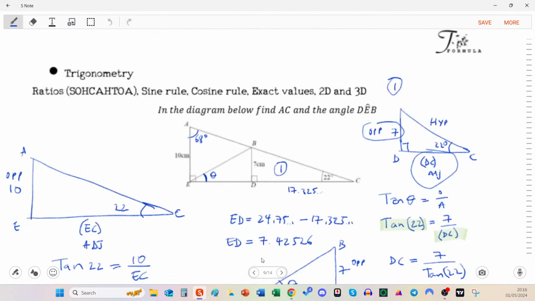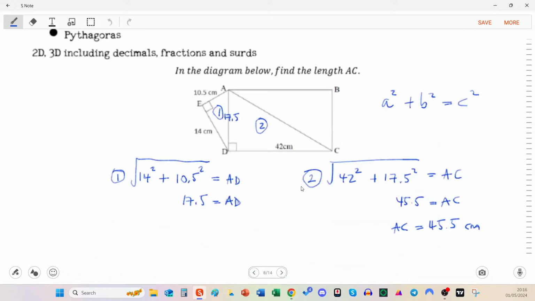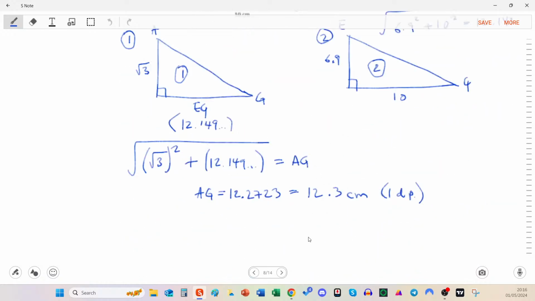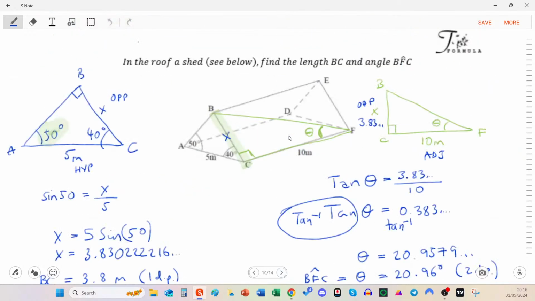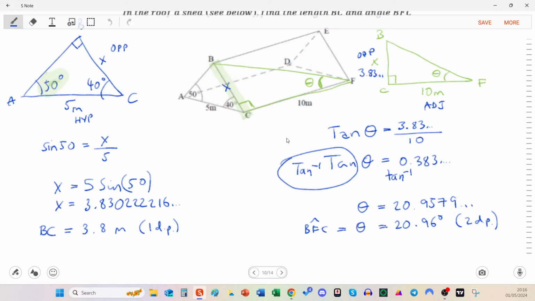In fact, that was way further back. It was here. So here's Pythagoras for 2D and 3D. And then we've got trigonometry in 2D, and then finally trig in 3D. And you'll see there's no difference between trig in 3D and 2D, except you just have to find where that shape is and draw it separately in 2D.